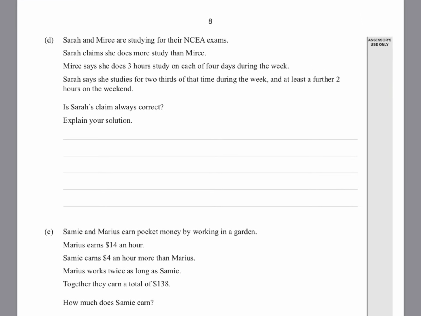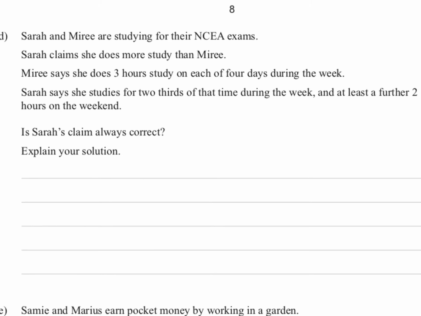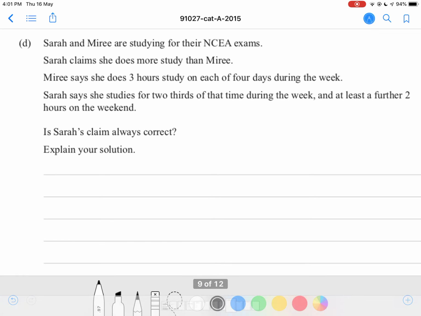Sarah and Marie are studying for the NCEA exams. Sarah claims that she does more study than Marie. Marie says she does 3 hours study on each of the 4 days during the week. Sarah says she studies for 2/3 of that time during the week and at least another 2 hours on the weekend. Is Sarah's claim always correct? Explain your solution. The first thing we want to do when we get this question is find out how long Marie studies for, okay?